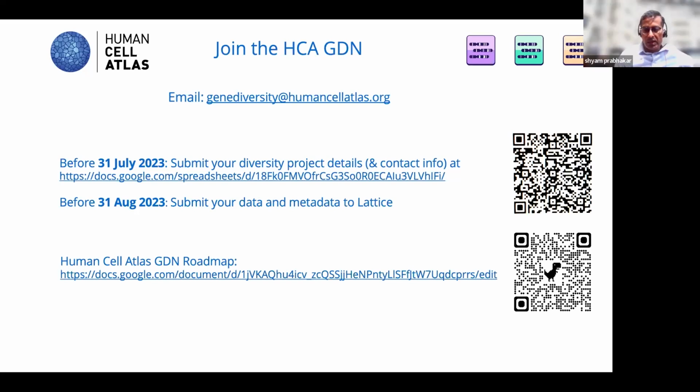The key thing is to put in the name of the contact person and the email address of the contact person. Put in the name of someone who will actually answer emails and join meetings. Then we'll follow up with that person to find out more about your data set and see how we can integrate it and include it in this atlas.